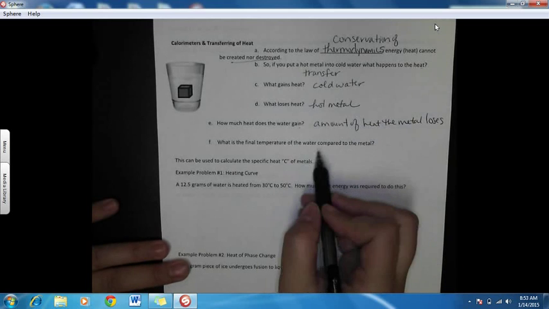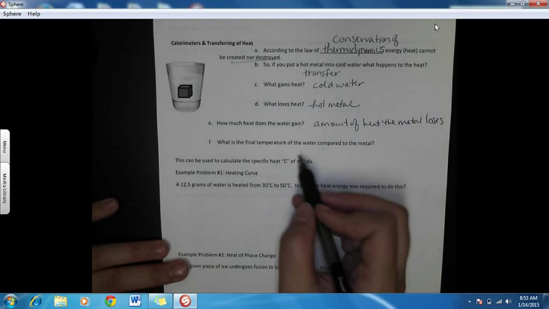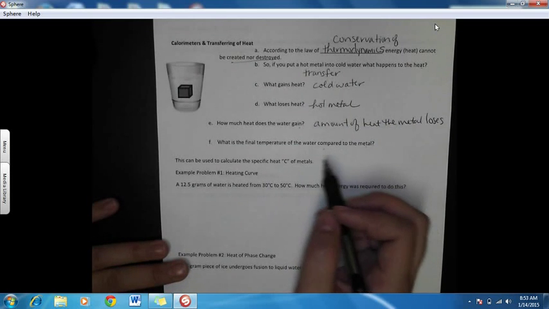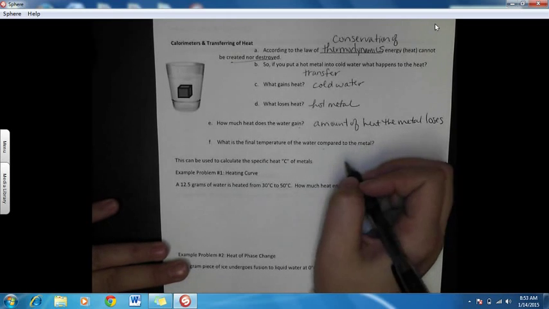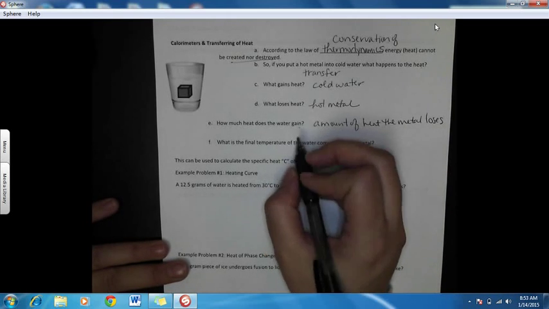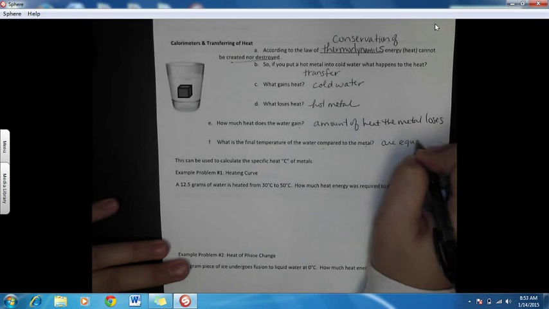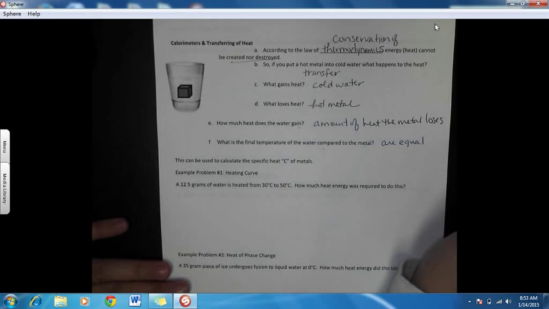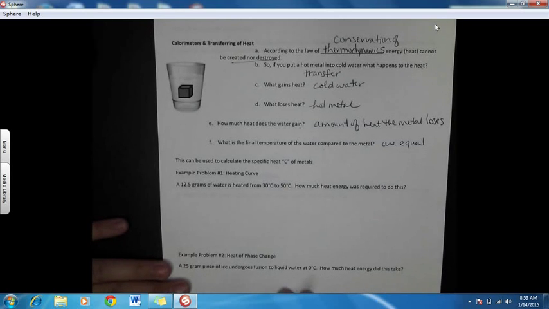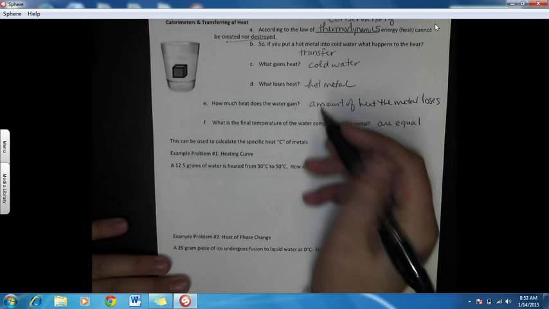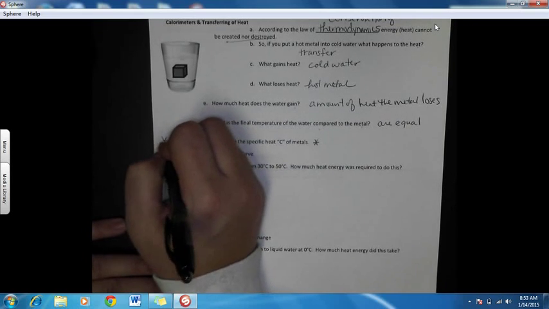So what would be the final temperature of the water compared to the metal? So in other words, at what point do they stop transferring heat? Well, they stop transferring heat when they have equal temperature, because at that point they would have equal heat content. So when the final temperatures are equal is when that heat transfer will stop. Alright, so we can use this information to help us determine the specific heat of metals. Okay, that's when we would use this information. So we're going to look at a couple of different problems.